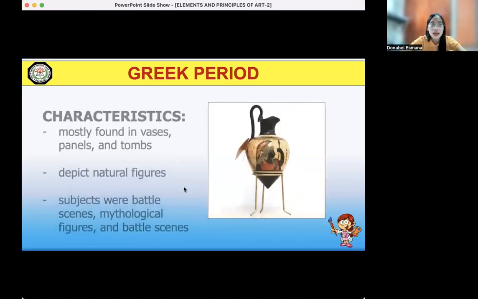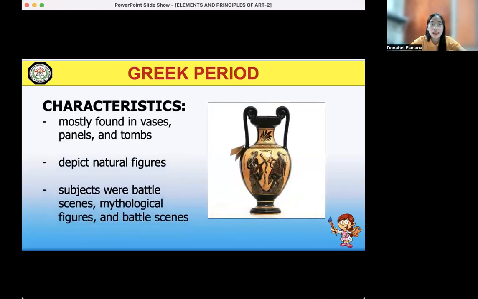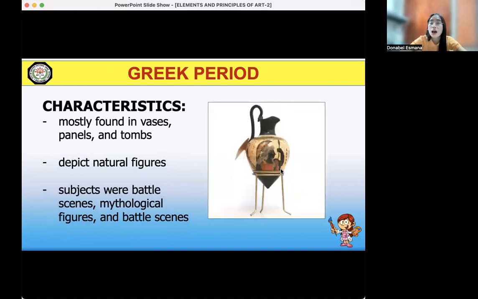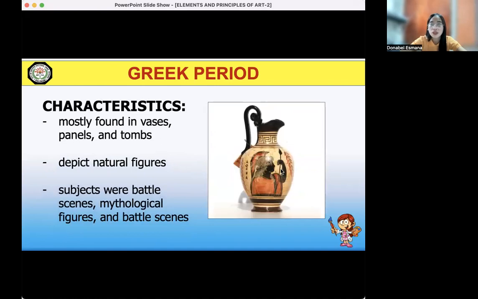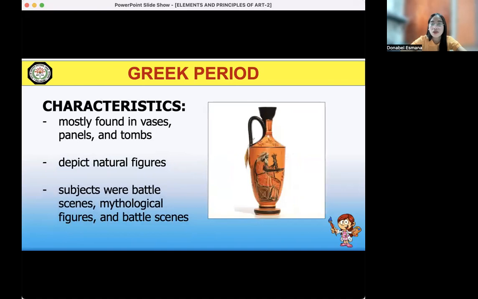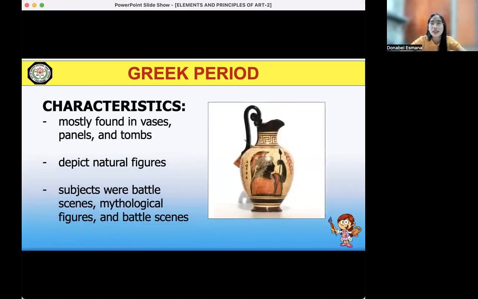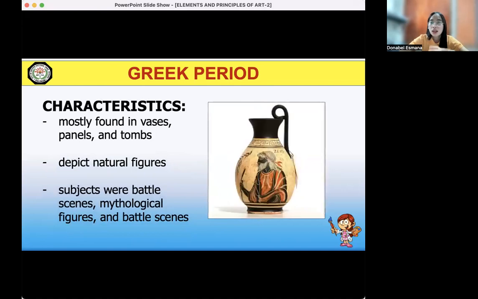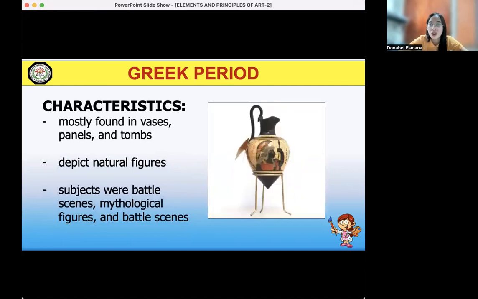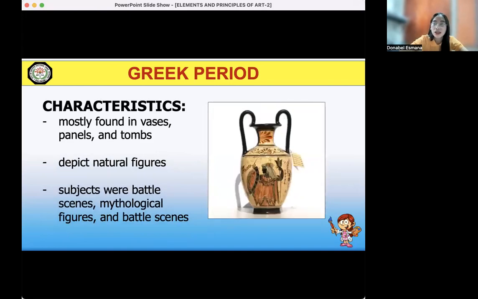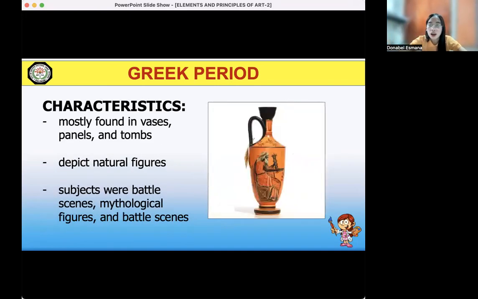Let's proceed to the Greek period. So paintings during the Greek period were mostly found in vases, just like this, panels, and tombs. So its development is naturalistic but idealized depictions of the human body. So makikita natin sa mga paintings nila, puro human body in which largely nude male figures, no? And the subjects were battle scenes, mythological figures, and what else?